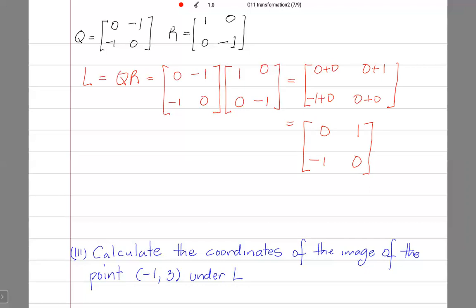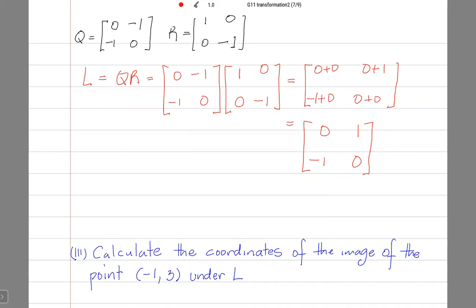How do we get the matrix L? We get the matrix L by multiplying Q and R. L is a composite transformation, which is R followed by Q. To get the matrix that represents this composite transformation, you must put the what? The first transformation last and the last transformation first when you are multiplying them.